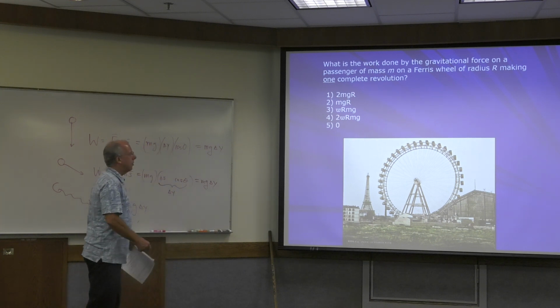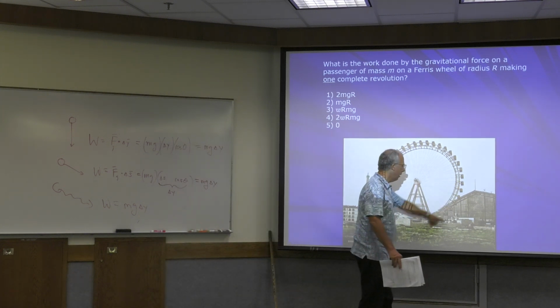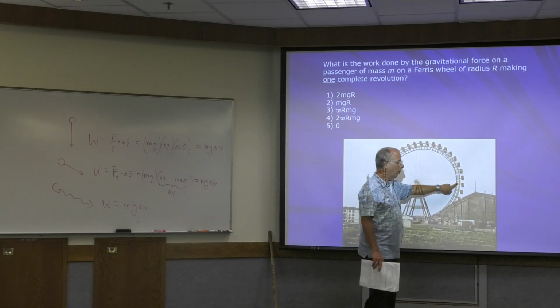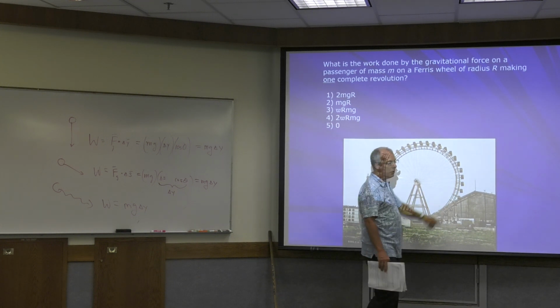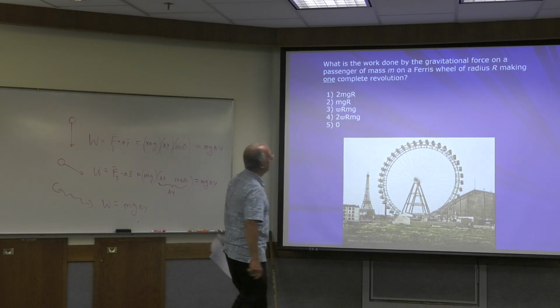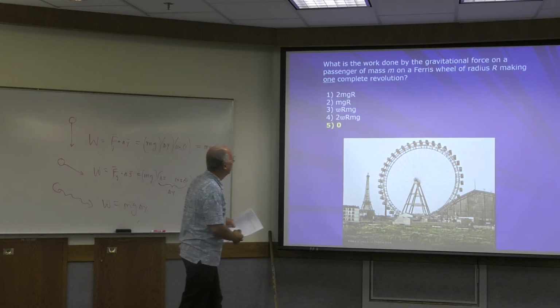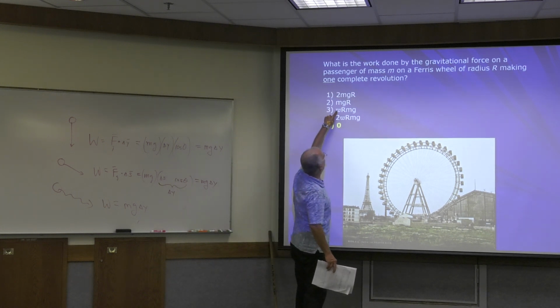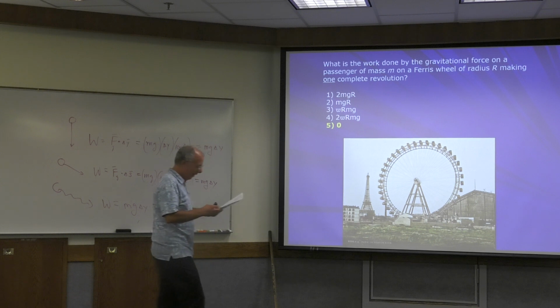Okay, so one complete revolution. So let's just say here, here. What's the delta y? Zero. So what's the work done on the passenger? Zero. What in the world is that? That's supposed to be a pi. Whatever. It's kind of funny. All right, let's quit.